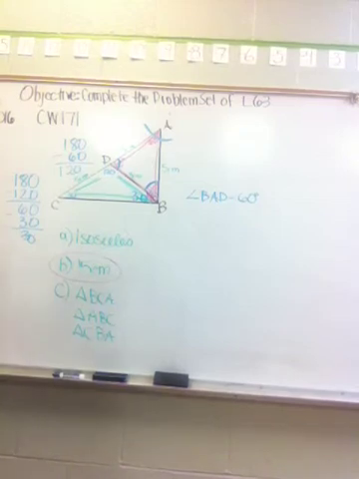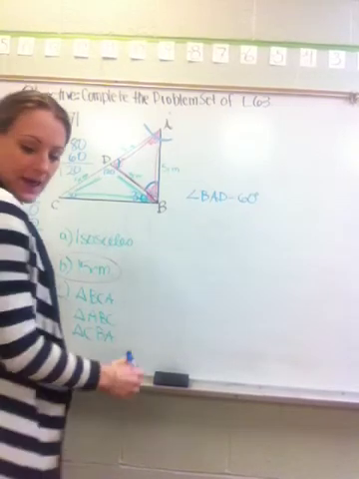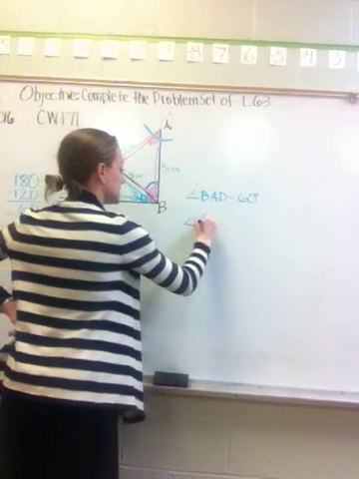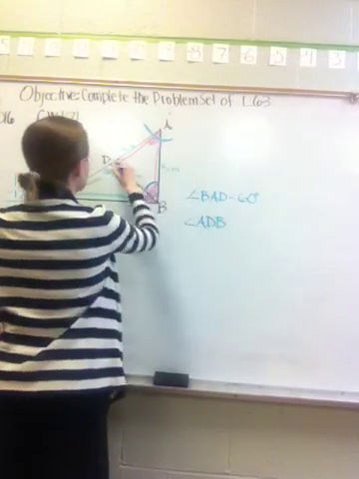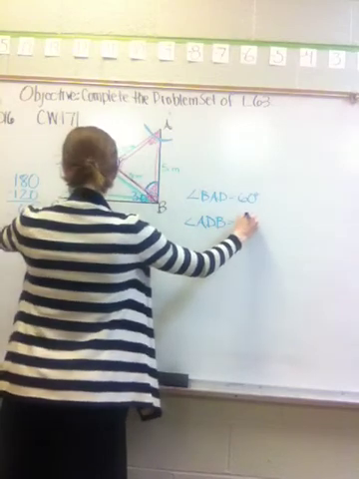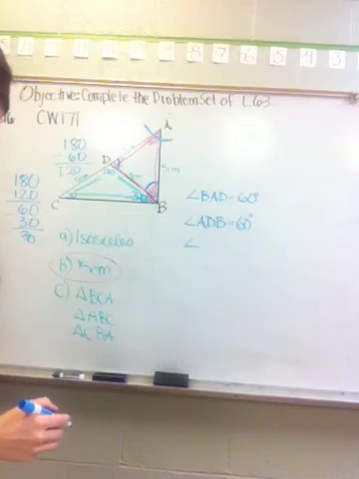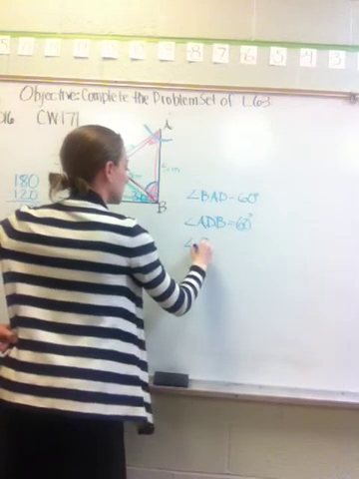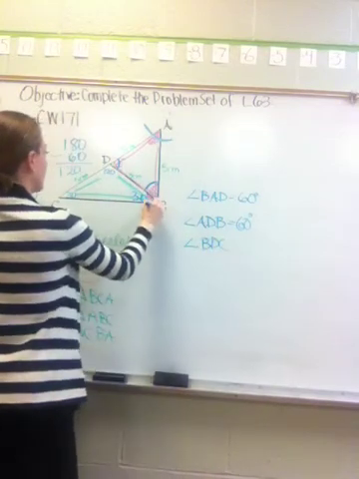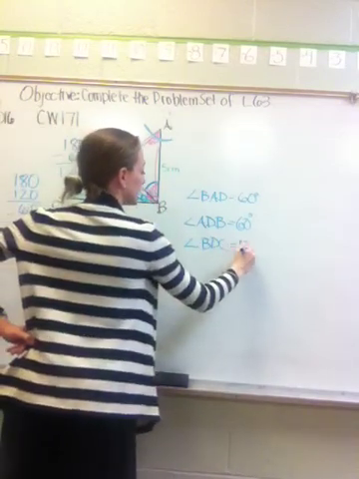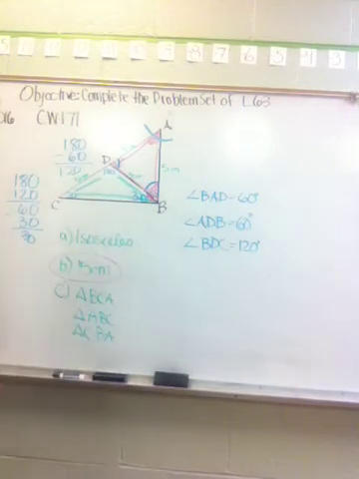All right. So that's letter A. Angle ADB is equal to 60 degrees. Angle BDC is 120. DBA is 60, DBC is 30, DCB is 30.